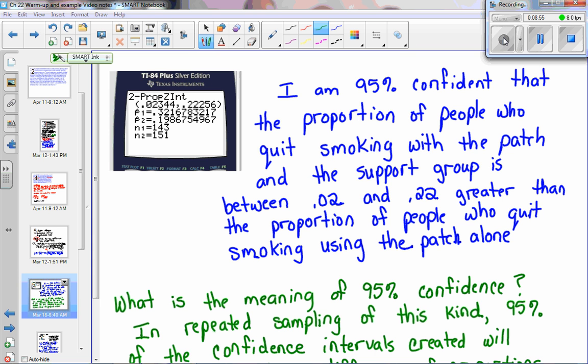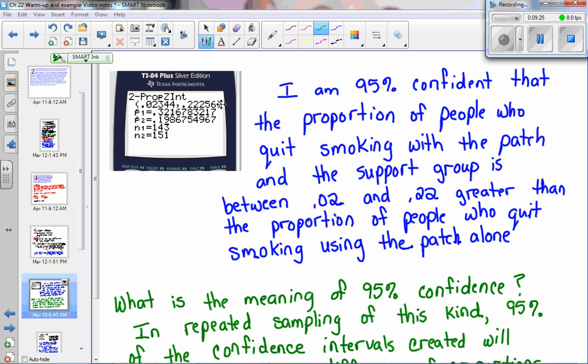So let's think about what this means. Here's my interpretation, or my conclusion. I am 95% confident that the proportion of people who quit smoking with the patch and the support group is between 0.02 and 0.22 greater than the proportion of people who quit smoking using the patch alone. Now that would be my conclusion. It is in context. One of the things that you'll be looking for when you're comparing two proportions is sometimes what will happen.